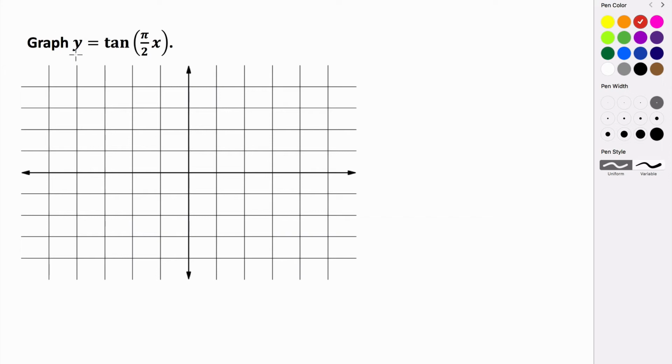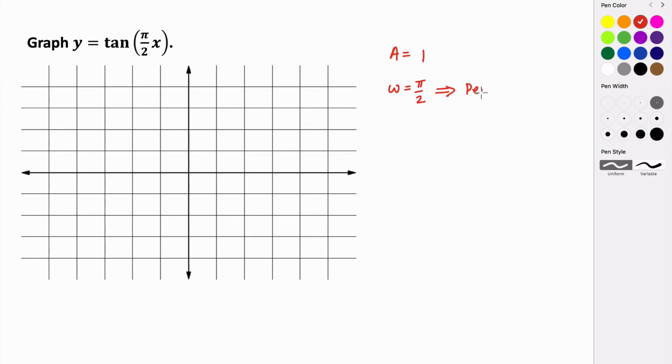In this example, we're graphing y equals the tangent of pi over 2x. So let's take a look at the values of a, omega, and b to determine the vertical stretch, period, and if there's been any vertical shift for this function. So a is 1, which means that it just has a normal stretch factor of 1. There's no reflection. Omega is pi over 2, which means we're going to have a change to the period.